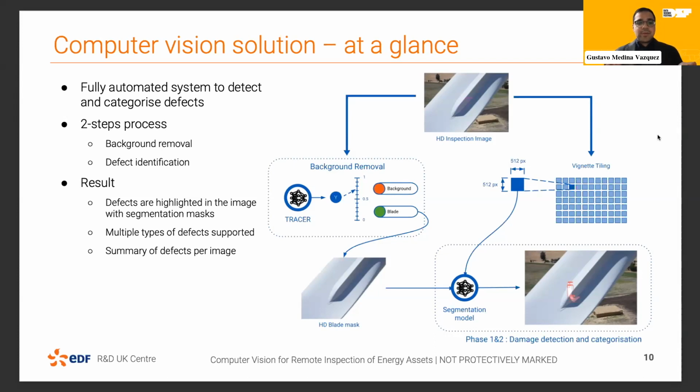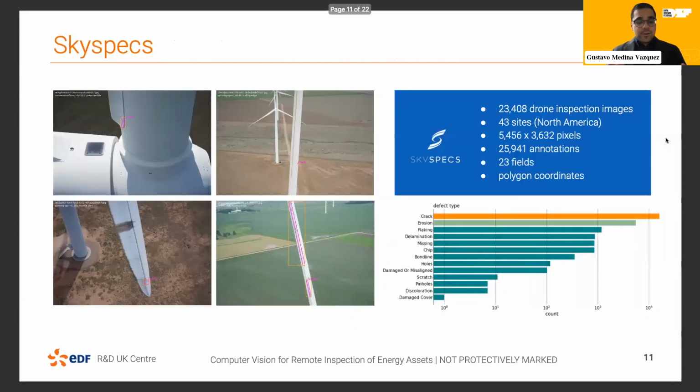This is a high-level overview, but now let me quickly take you through how this is developed from start to end to give you a little bit more insight on the different aspects we have to pay attention to. The first thing we have to consider is what type of data we can use to train such a model. Well, of course, we need inspection data, and luckily for us, we had a large history of images from previous inspections that our engineers have already looked at.